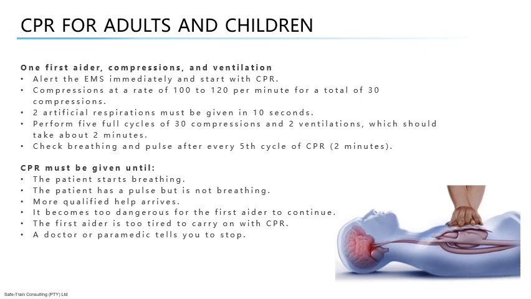The first aider's arms must be straight, and the shoulders directly above the chest of the patient. Begin CPR cycle. Compressions at a rate of 100 to 120 per minute, for a total of 30 compressions. Counting at a constant speed, for example, 1 and, 2 and, 3 and, 4 and, 5 etc. to 30. This will help maintain rhythm, rate, and count. 2 artificial respirations must be given in 10 seconds. Perform 5 full cycles of 30 compressions and 2 ventilations, which should take about 2 minutes.